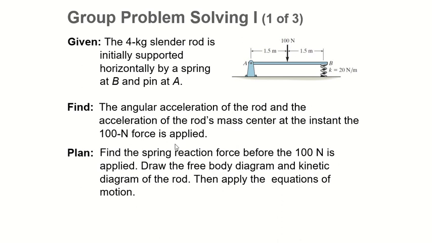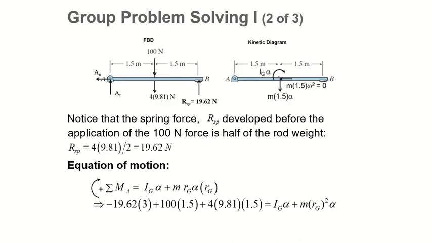angular acceleration of that. And the other one is the same thing, the acceleration of the rod's mass center at the instant the 100 Newton force is applied. You have only 3 types of acceleration going on: your normal, tangential, and then your angular. Here we have a setup, and that's in balance, and that's starting in this motion right there.